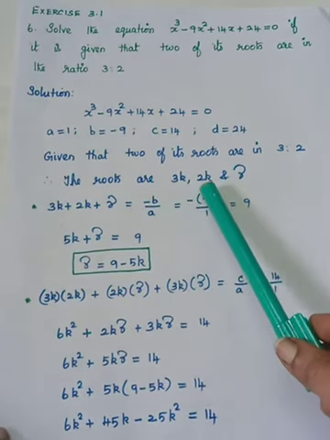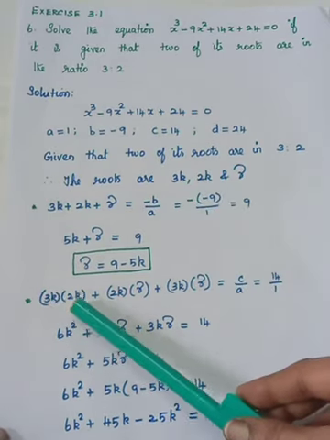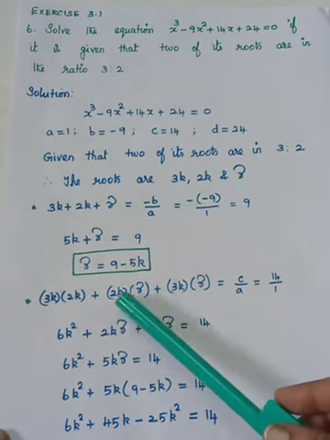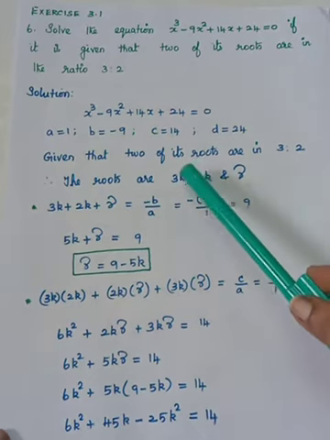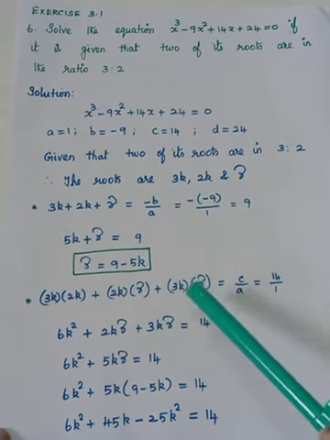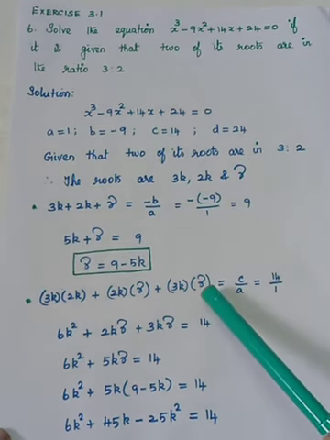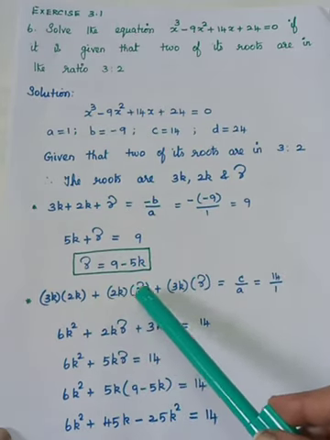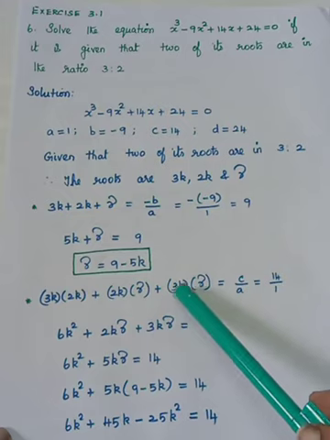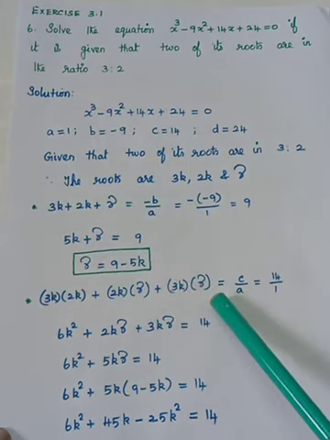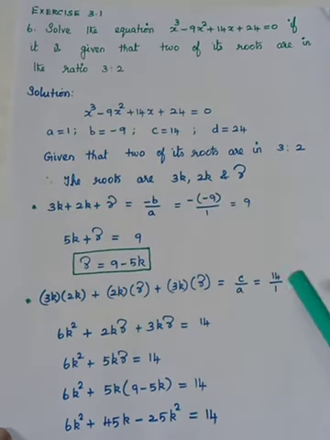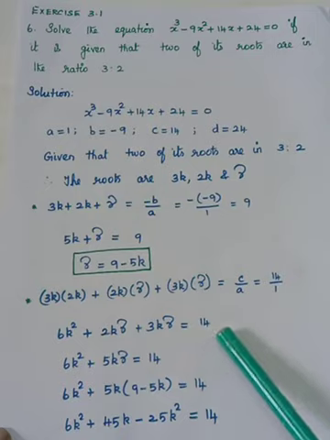9 minus 5k. Okay, so next you have to take two roots at a time and multiply. So alpha into beta, so 3k into 2k, plus beta into gamma, so 2k into gamma, plus alpha into gamma, so that is 3k into gamma. Okay, so alpha beta plus beta gamma plus alpha gamma is equal to what? It is c by a. So what is our c? c is 14. So 14 by a, a is 1, so 14 by 1, that is 14.